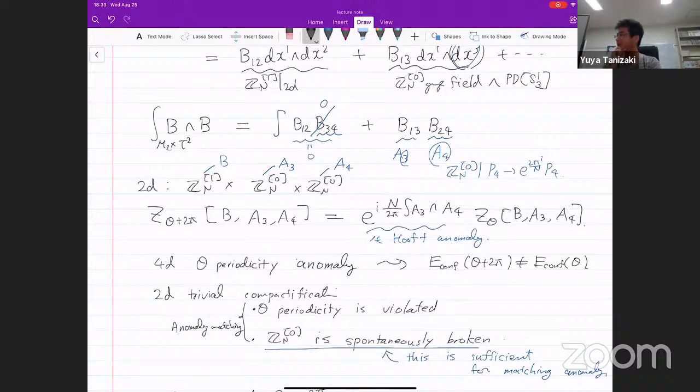And kink configuration, yeah. But I think since that spontaneous breaking is already suggested at the classical level, and as long as the tension of the kink configuration, so domain wall configuration, is sufficiently large, then there is no sufficient entropy factor because of the 2D. So I think that breaking of the ZN zero-form symmetry is very manifest, at least in some parameter region.